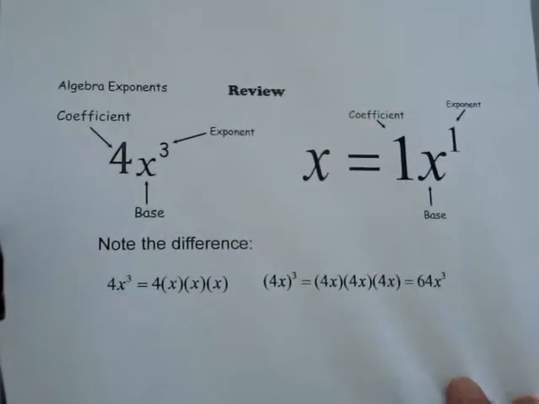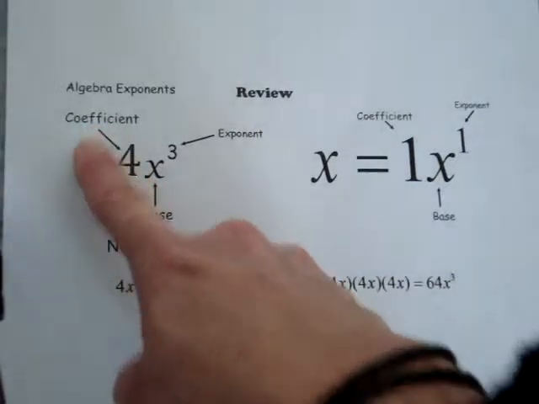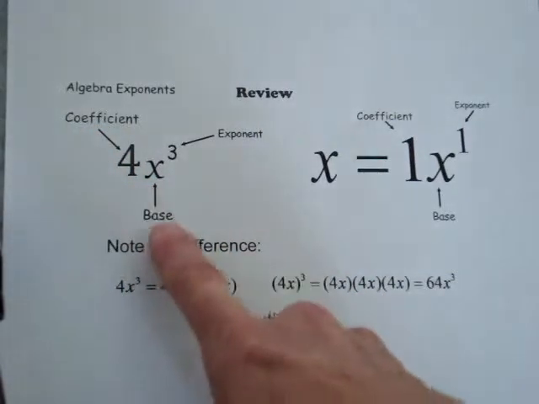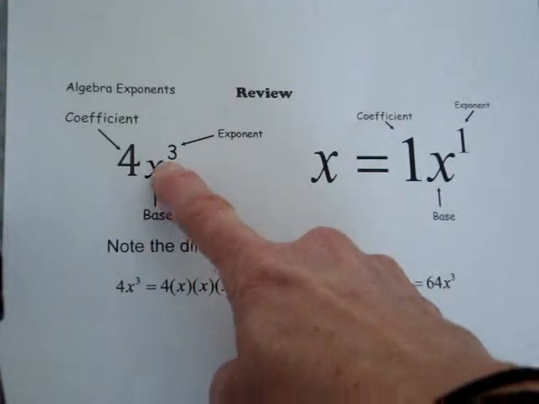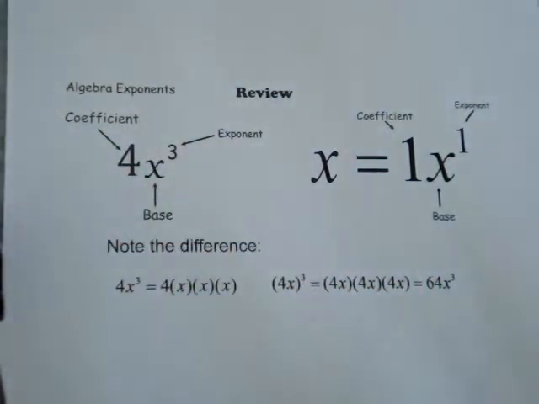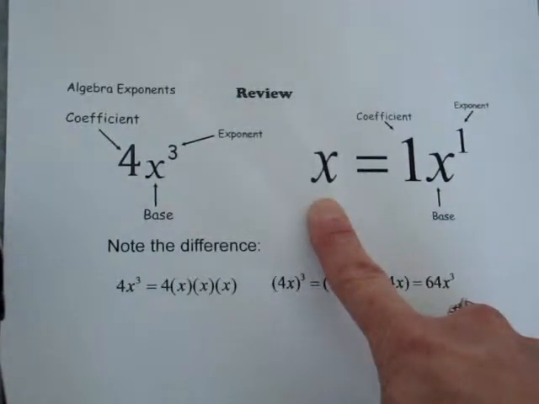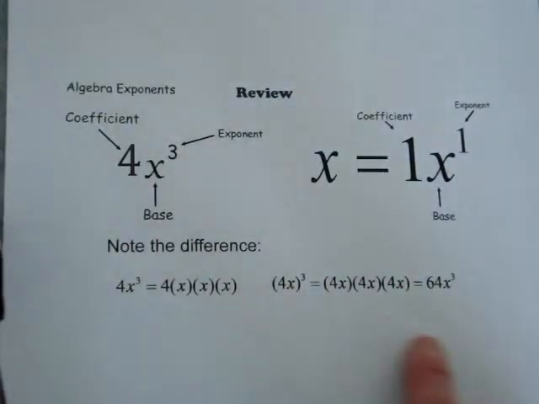Again, let's look at some of the nomenclature here. We have 4 on the outside. That's a coefficient. The x is the base, and the exponent is 3. The base is the number that has the exponent. The number before a variable is a coefficient. When you have just a plain x, it's understood that it has 1 as a coefficient and 1 as an exponent. Note that these are different.